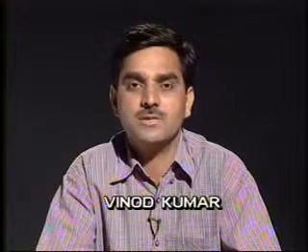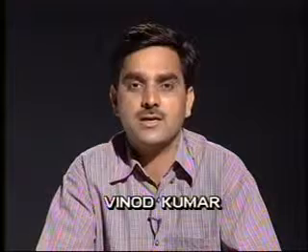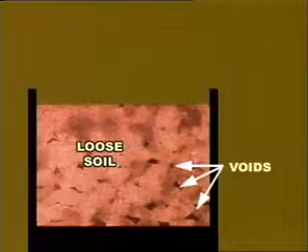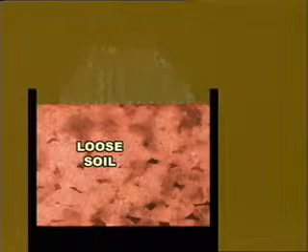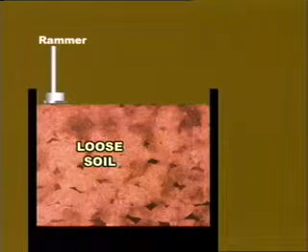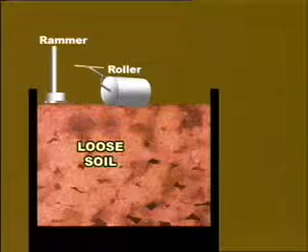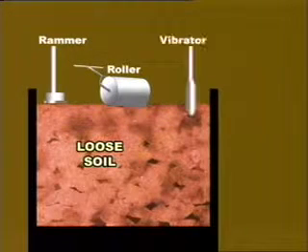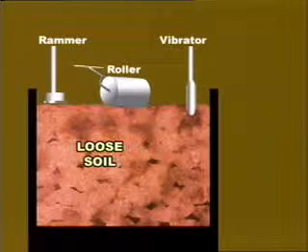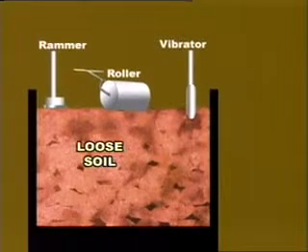Hello friends, compaction is a process by which soil particles are artificially rearranged and packed together into a closer state of contact by mechanical means in order to decrease its void ratio and increase the dry density of the soil. The compaction process can be accomplished by tamping, rolling or vibration depending upon the type of the soil.